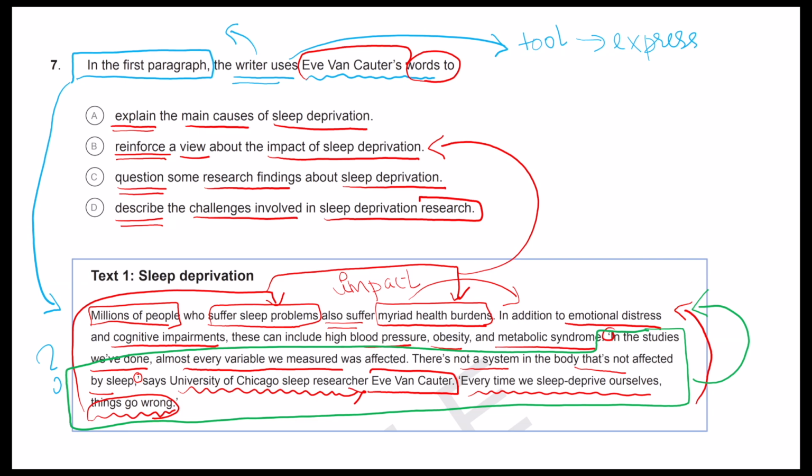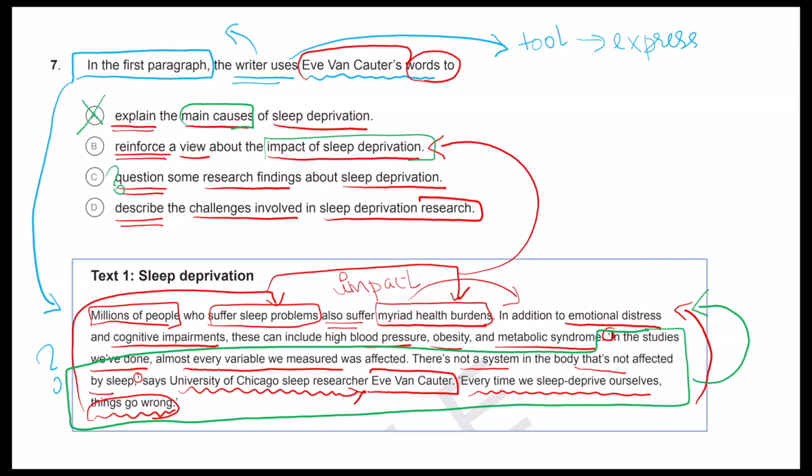Like look at option A, explain the causes. Are they saying why sleep deprivation happens? No, so we can eliminate option A. Reinforce a view, that's possible because there is the impact of sleep mentioned. But let's look at option C and D before finalizing option B.